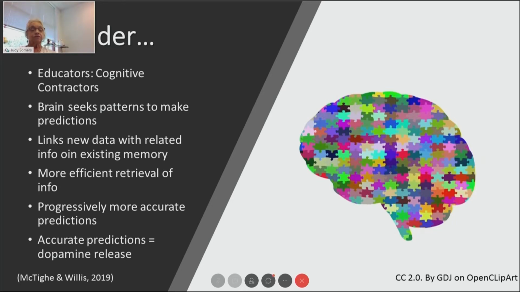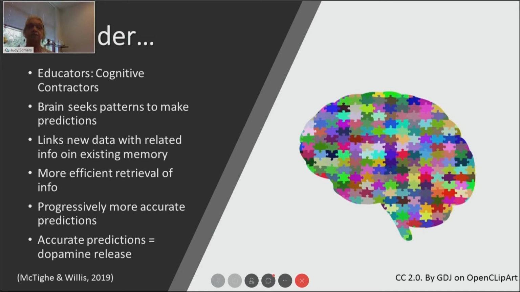So think of yourselves as cognitive contractors. In order for our students to be able to get the information that we want them to get, we have to lay it out in a way that's going to make sense. So we're course building, and some of the basics on that is that our brain continually seeks patterns in order to make predictions.